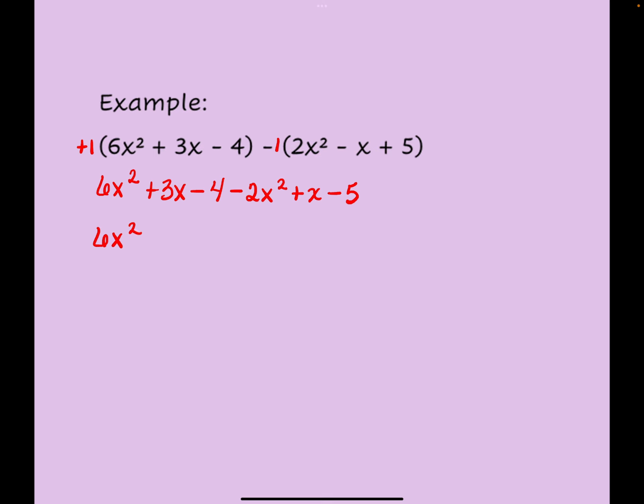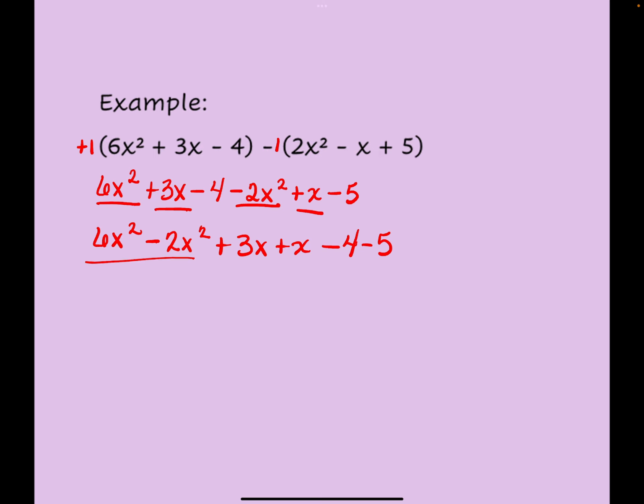So I have 6x squared minus 2x squared. Then I have positive 3x, and now it is plus x. And then I have negative 4 minus 5. My like terms, I'll combine them.